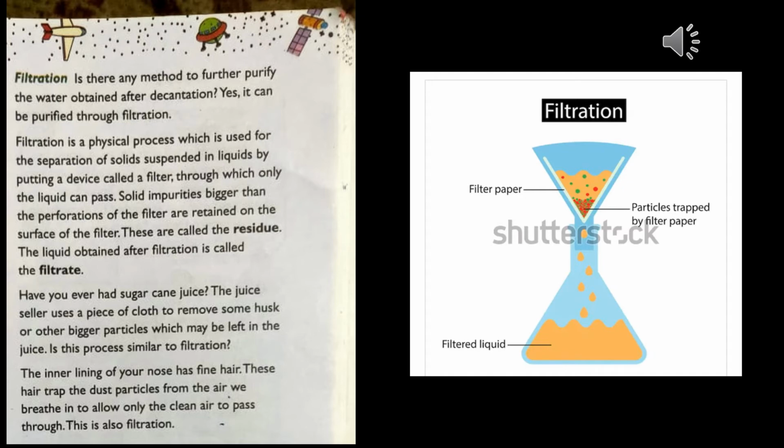So because of that only we will use the cloth. Next, another practical view of this: you see the inner lining of our nose has fine hair. We will be able to feel it, no. This hair traps the dust particles from the air, because we know the atmosphere is very much polluted, and our nose has tiny hairs that resist the dust particles and pollutants present in it.